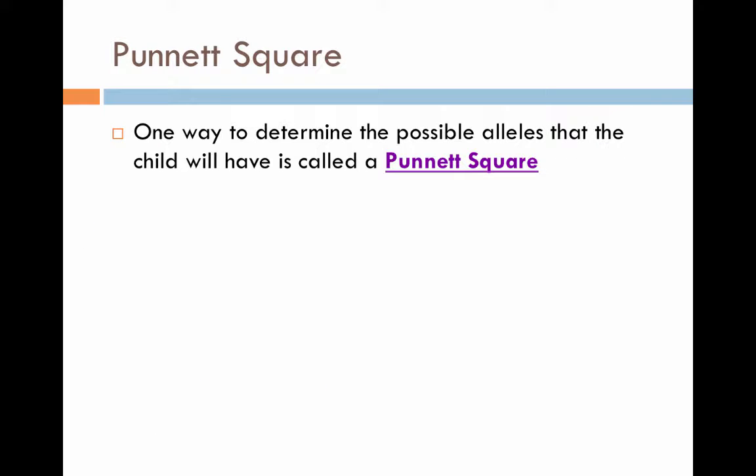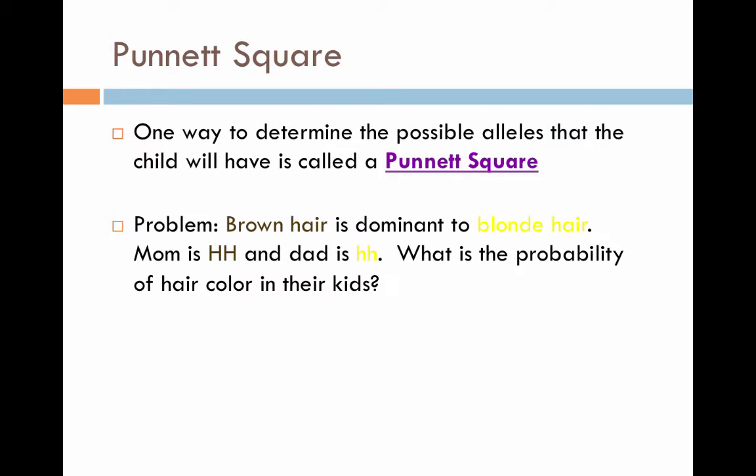One way to determine the possible alleles that a child will have is called a Punnett square. Here's a problem. Brown hair is dominant to blonde hair. Mom is big H, so she's homozygous dominant. Dad is little h, so he is homozygous recessive. What is the probability of hair color in their kids?